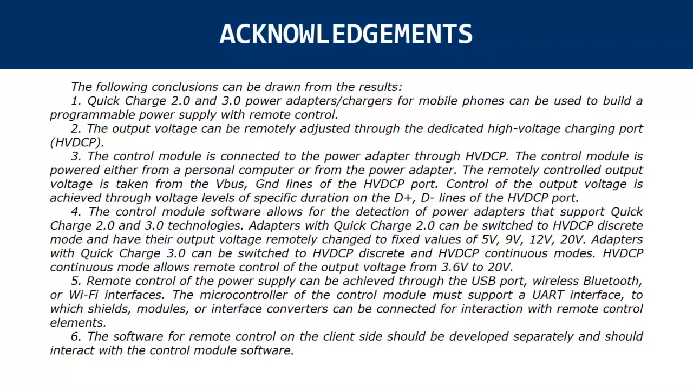HVDC discrete mode and have their output voltage remotely changed to fixed values of 5 volt, 9 volt, 12 volt, 20 volt. Adapters with quick charge 3.0 can be switched to HVDC discrete and HVDC continuous modes. HVDC continuous mode allows remote control of the output voltage from 3.6 volt to 20 volt.